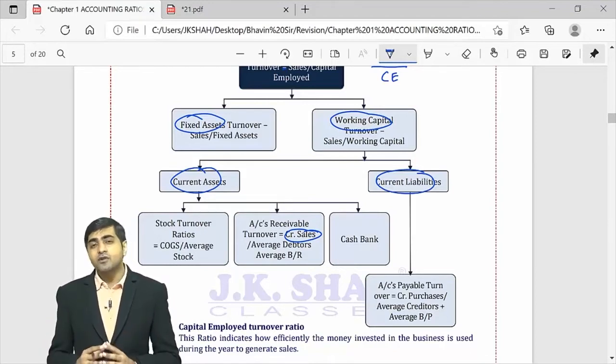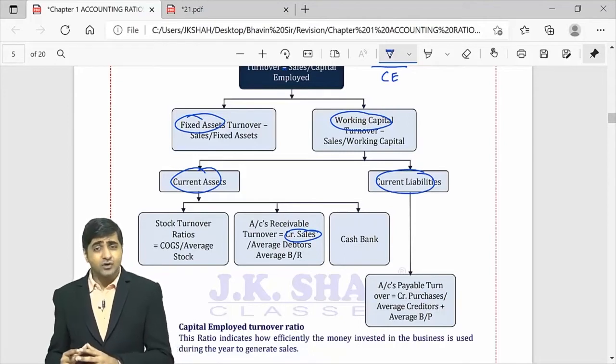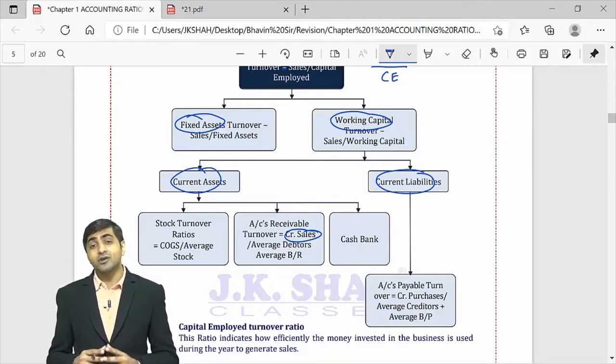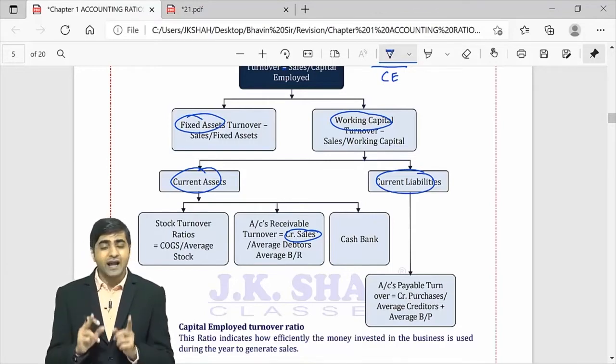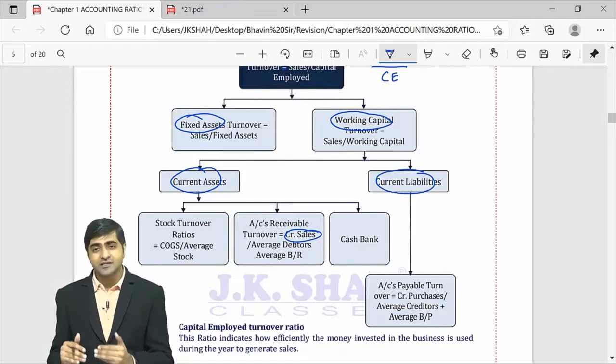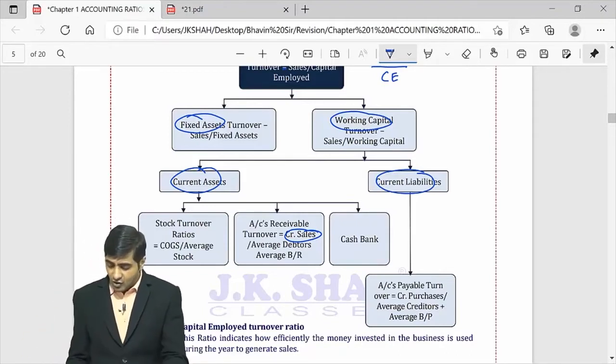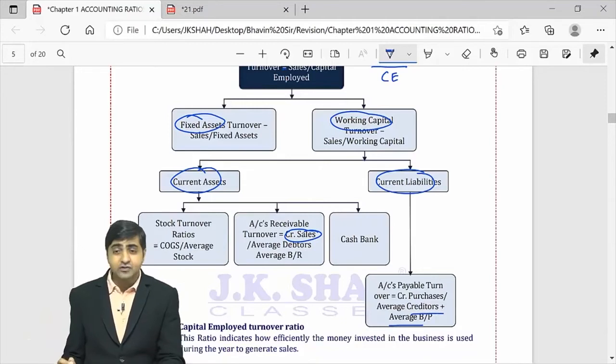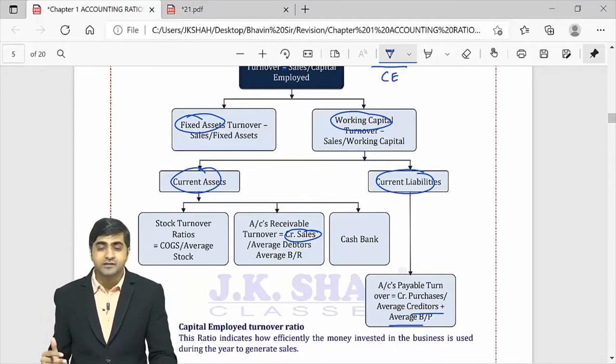Similarly, my dear students, when we are talking about the creditors turnover ratio, we will now take into consideration credit purchases. In the debtors turnover ratio, we had credit sales. Here we are going to consider credit purchases. So credit purchases upon average creditors plus average bills payable. That is something which will come in the denominator.